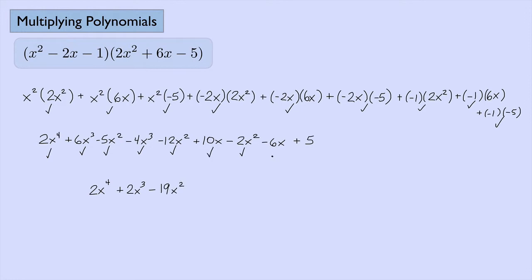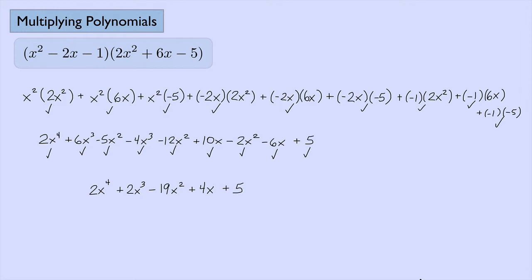Then I have a 10x minus a 6x. That'll give me a 4x. And I have a 5 at the end here. So my final answer is 2x to the fourth plus 2x cubed minus 19x squared plus 4x plus 5.